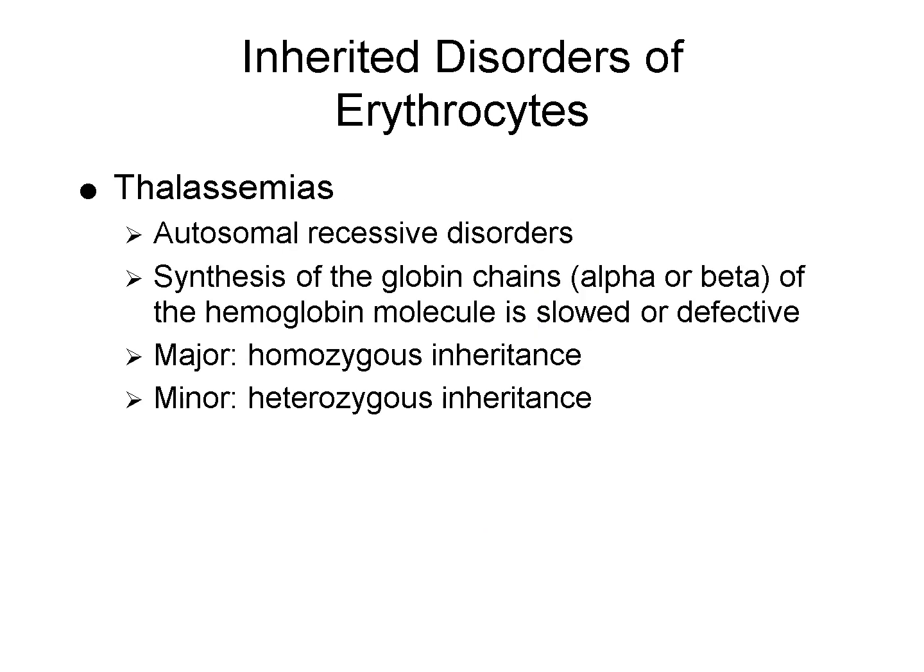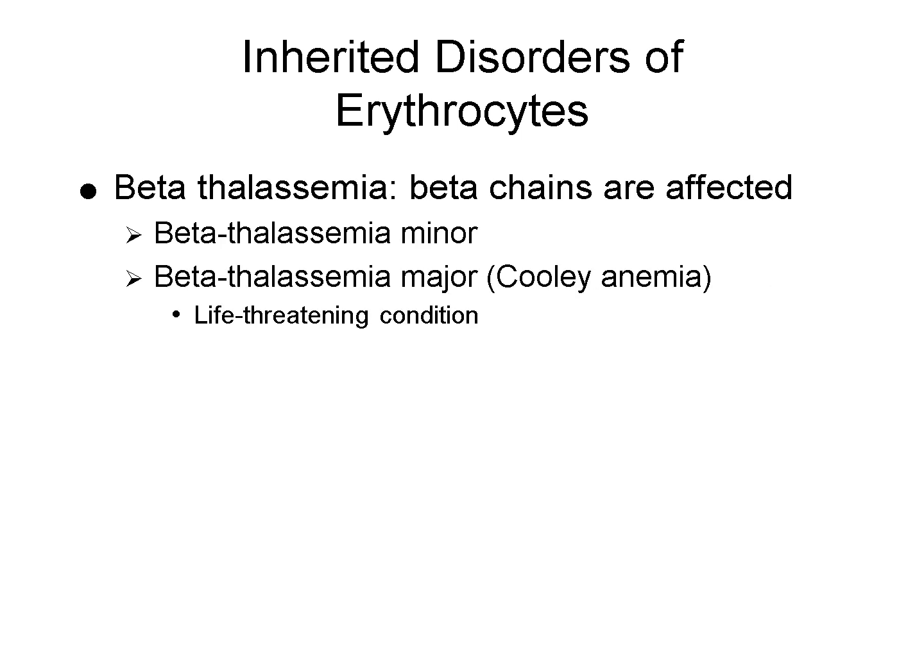Thalassemias are a group of autosomal recessive disorders that affect the synthesis of globin chains in hemoglobin. Depending on whether the alpha or beta chains are affected, the disease is classified accordingly. Individuals with the major form inherit defective genes from both parents, while those with the minor form inherit one normal and one abnormal gene. Beta thalassemia involves impaired production of beta chains. In the minor form, symptoms are mild.